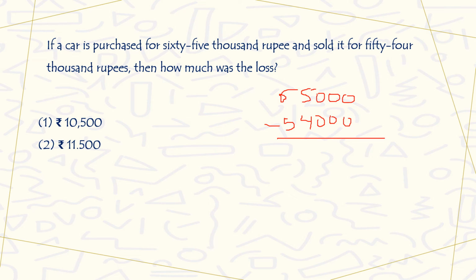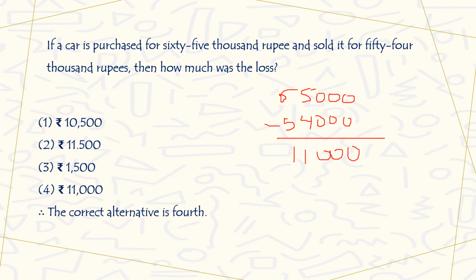By the time you subtract, I'll give you all the correct alternatives. Is it 10,500? Is it 11,500? Whether it is 1,500 or it is 11,000. So when you subtract 65,000 and 54,000, you will get the answer as 11,000 rupees. Okay. So the correct alternative is alternative number 4. Understood?